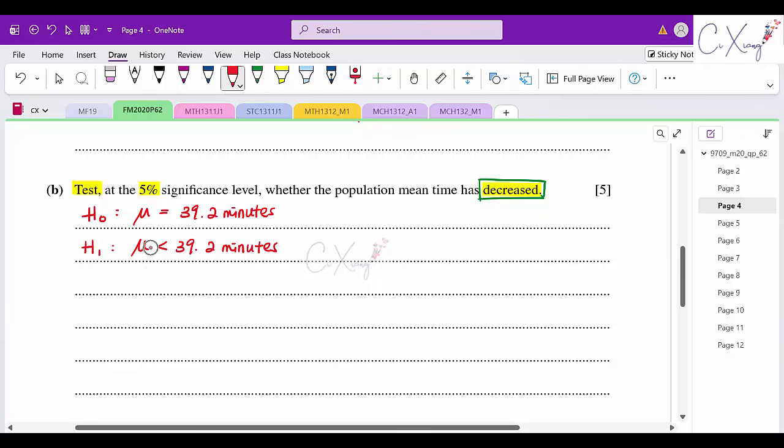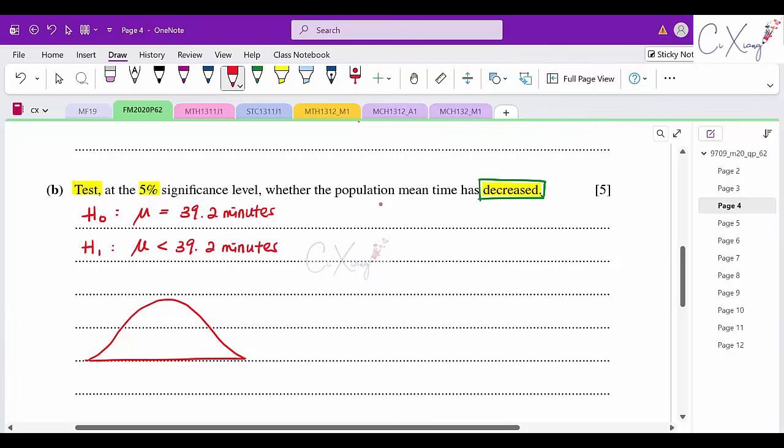Okay, that done. All right, so this is the first step. Second step, because we know that the sample size is large and we are testing the population mean, therefore we will want to use the normal distribution to carry out the test. So when we are using the normal distribution, first of all, we want to know what is our critical value.